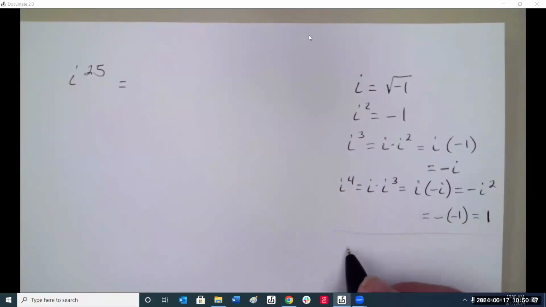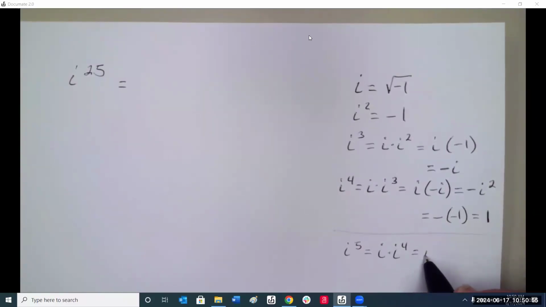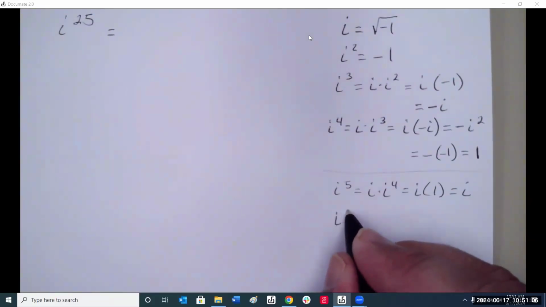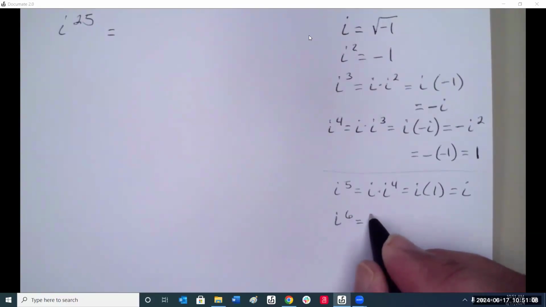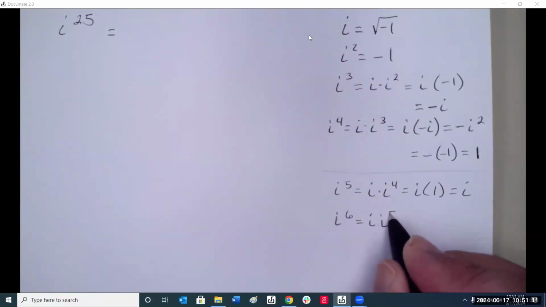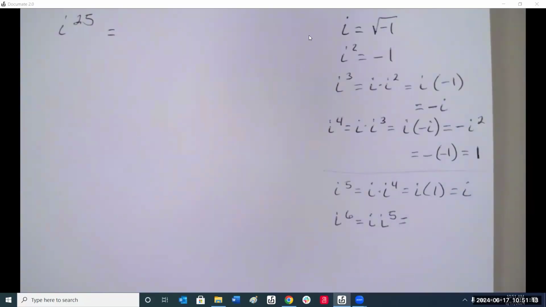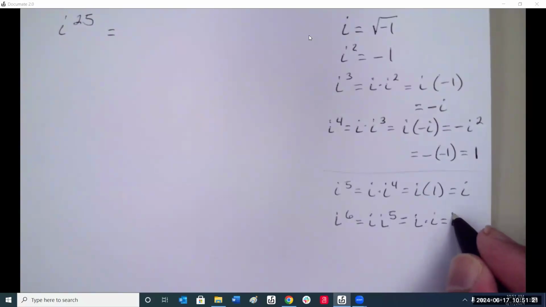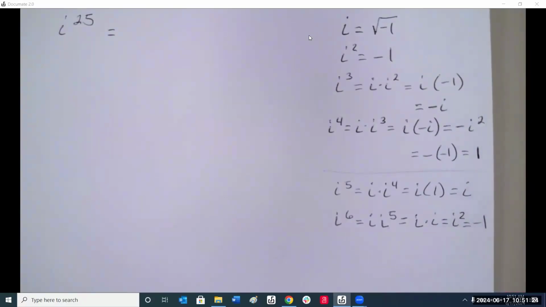Let's do four more. I to the fifth is I times I to the fourth, which I to the fourth is one. So I times one is I. I to the sixth is I times I to the fifth. I to the fifth is I. I times I is I squared, which becomes negative one.